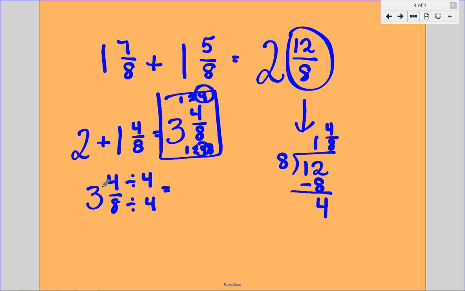And when I do that, 4 divided by 4 is 1. 8 divided by 4 is 2. My 3 is going to go in front of my fraction. So 3 4/8 would be the same as 3 1/2. So this 2 12/8 is the same as 3 1/2. Okay, that's the type of thing that you would be doing to make that improper fraction a proper fraction.